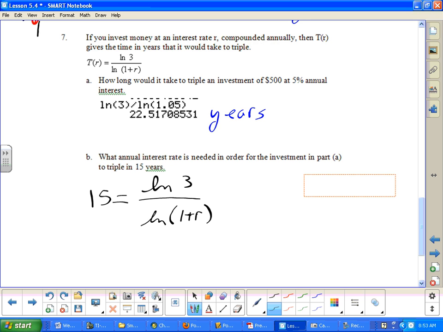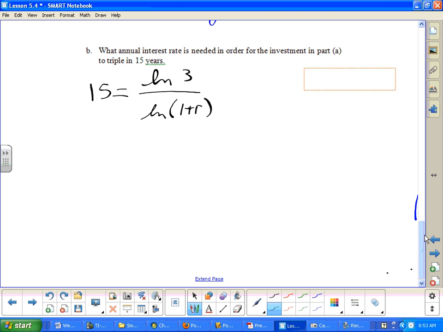So we can do a couple different things. One, we could just plug it in our calculator to find it. Or, let me show you this. Normally, how would I solve that equation? Multiply by the denominator, we need to get the denominator out of there. So we'd have 15 natural log of 1 plus R equals the natural log of 3.